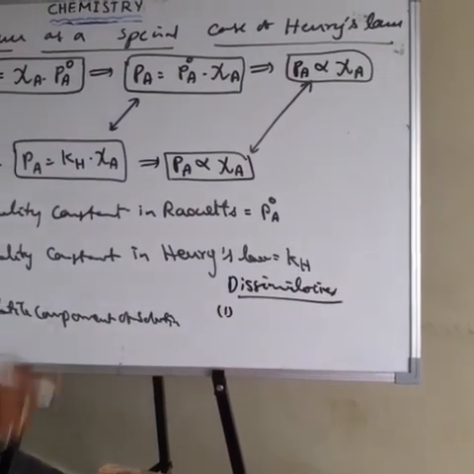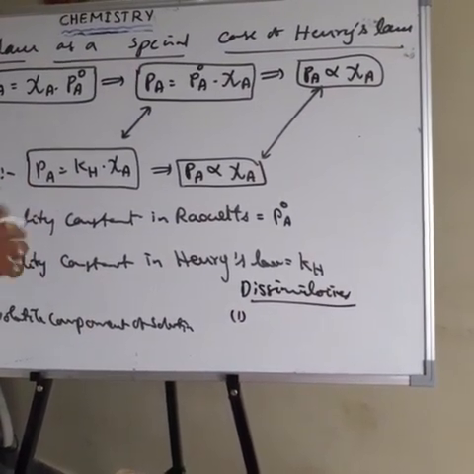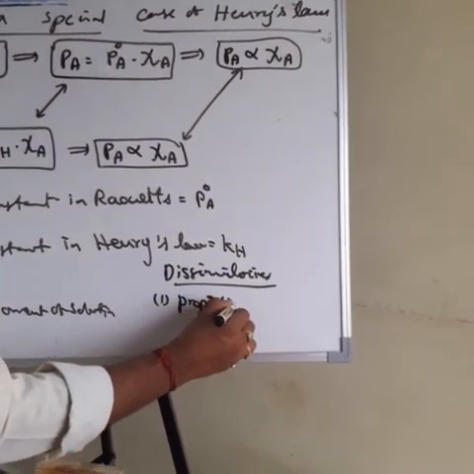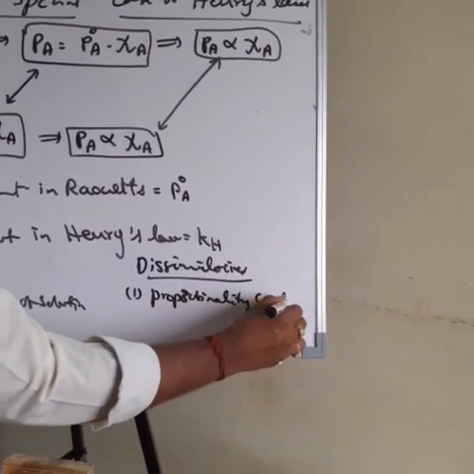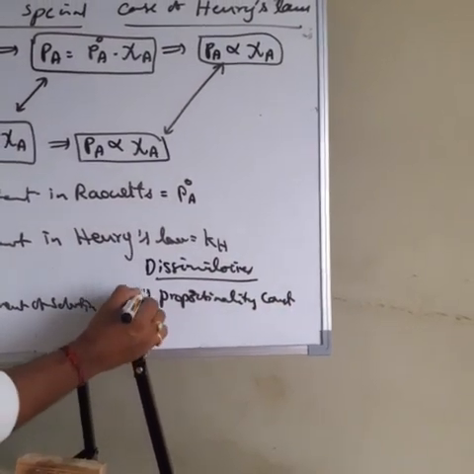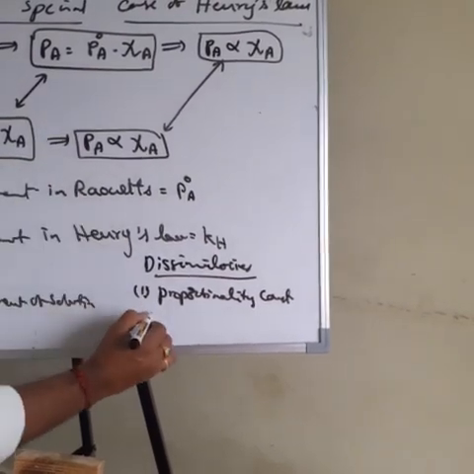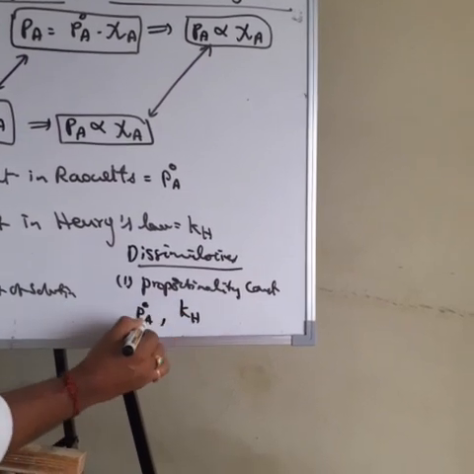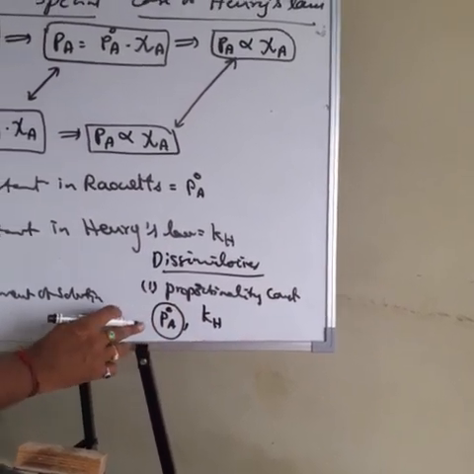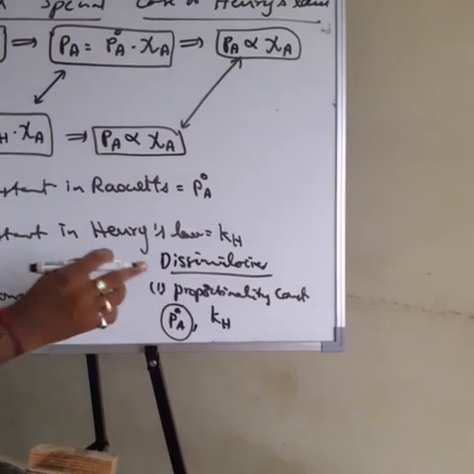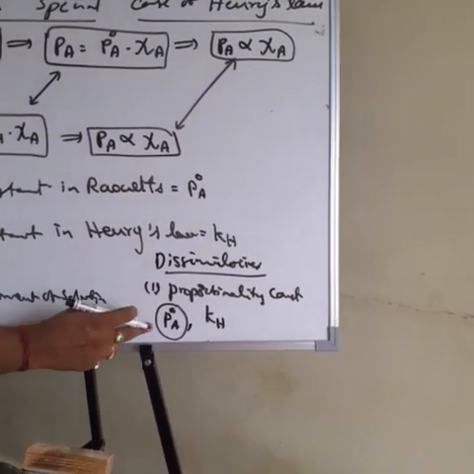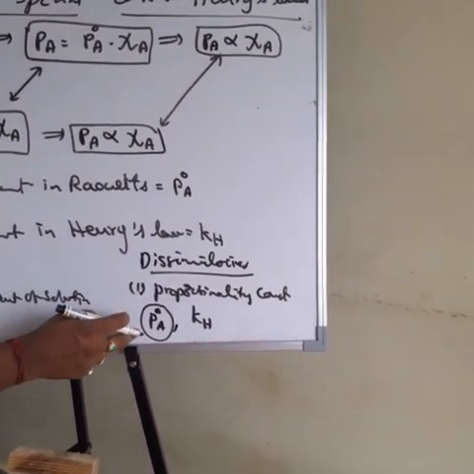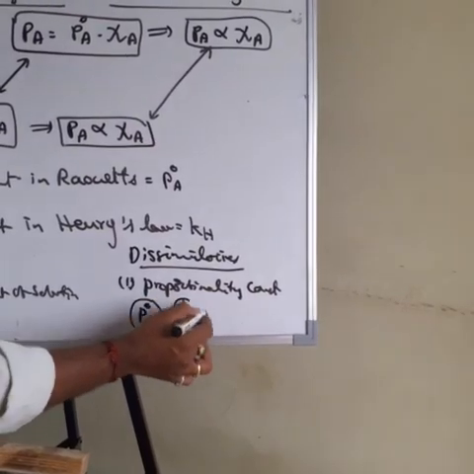The first dissimilarity is that Henry's law and Raoult's law differ in the proportionality constant. In Raoult's law, the proportionality constant is P naught A. In Henry's law, the proportionality constant is KH. P naught A means the vapor pressure of the pure component. Then KH is the proportionality constant in Henry's law.